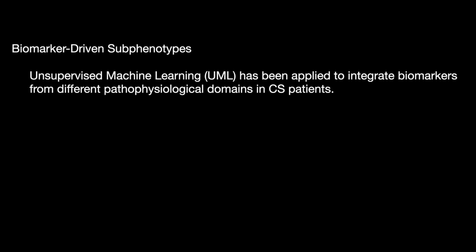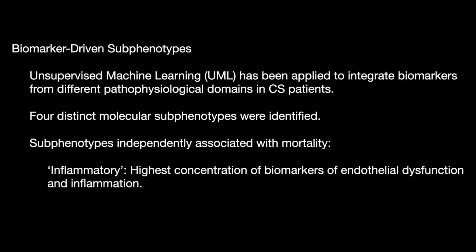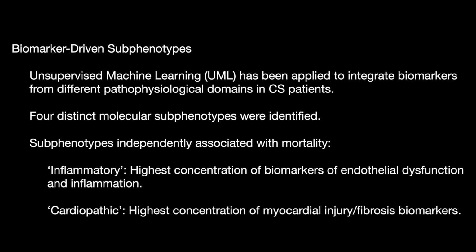Now you also have biomarker-driven subphenotypes. Unsupervised machine learning has been applied to integrated biomarkers from different pathophysiological domains in cardiogenic shock patients, and it did find 4 distinct molecular subphenotypes. The subphenotypes independently associated with higher mortality are inflammatory, where the highest concentration of biomarkers of endothelial dysfunction and inflammation were seen, and cardiopathic, where the highest concentration of myocardial injury and fibrosis markers were seen. So these are the two subphenotypes where you have a worse outcome.